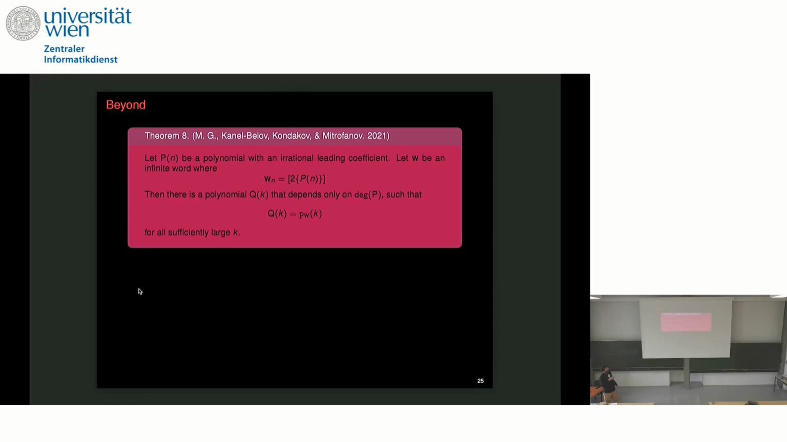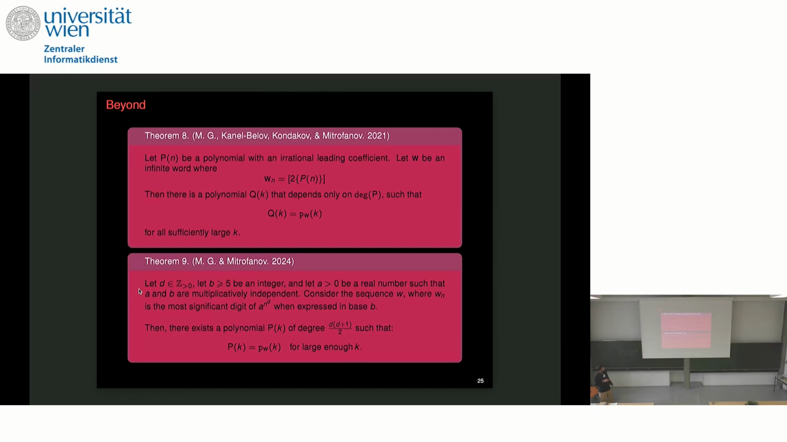Another short result is about the factor complexity of the polynomial, mostly leading irrational number, obtained with me and other Russian people at Moscow State University. Maybe I mention it because I want to use it. This theorem was found with me and Ivan. We consider that D is a fixed positive integer and B is greater than or equal to 5. So we prove that the factor complexity of the most significant digits of a to the power n in base B has a polynomial behavior for large enough K, and it has a degree D times D plus 1.